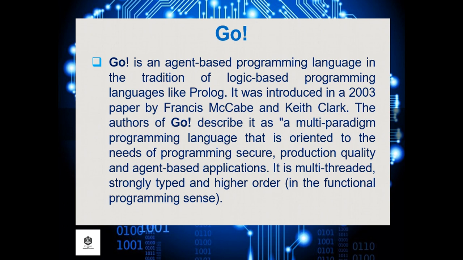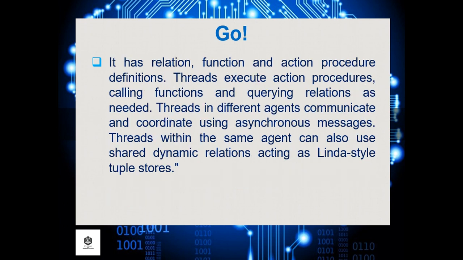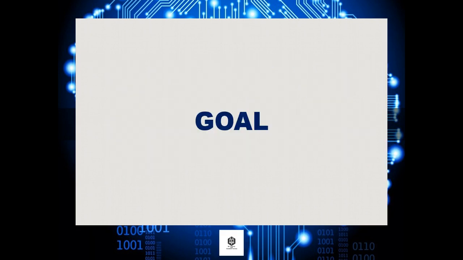It is multi-threaded, strongly typed, and higher order in the functional programming sense. It has relation, function, and action procedure definitions. Threads execute action procedures, calling functions, and querying relations as needed. Threads in different agents communicate and coordinate using asynchronous messages. Threads within the same agent can also use shared dynamic relations acting as Linda-style tuple stores.